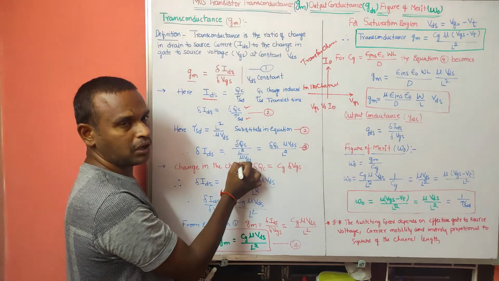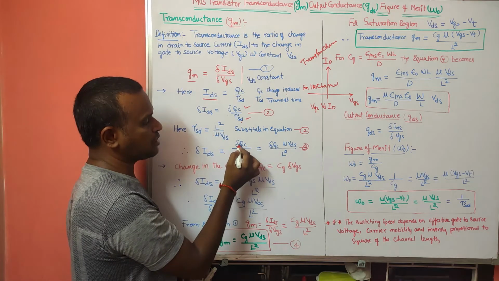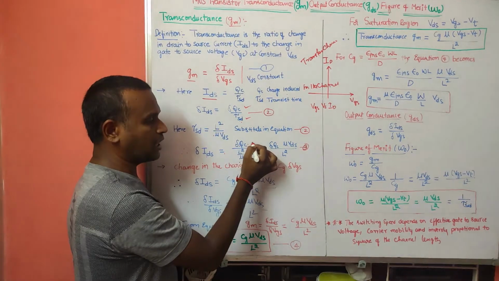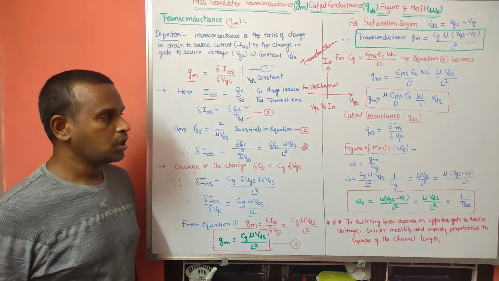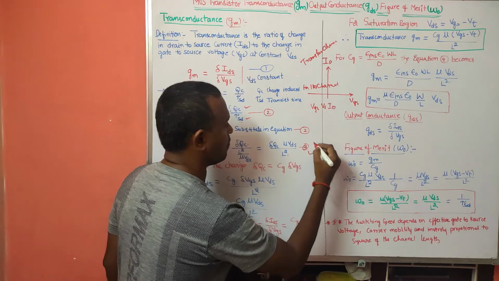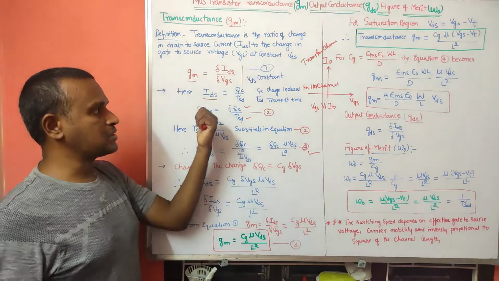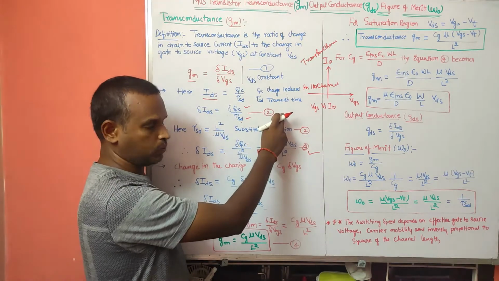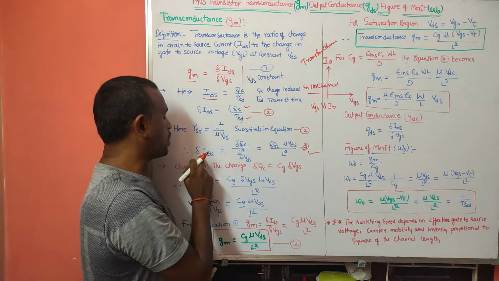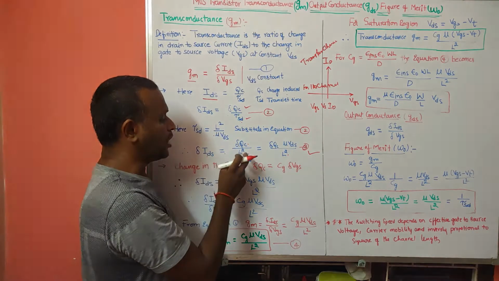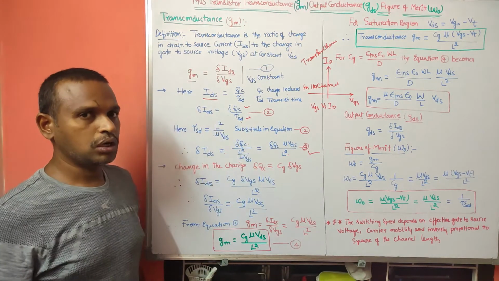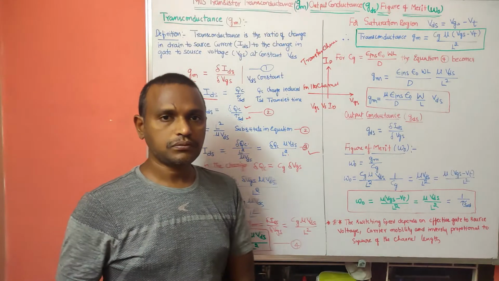Now what happened here? L square by mu VDS means delta QC multiplied with mu VDS by L square. This one I am taking as equation number 3, and IDS is equal to delta QC by tau ST I am taking as equation number 2. So this is delta IDS. One term we have already substituted, but another term we don't know.